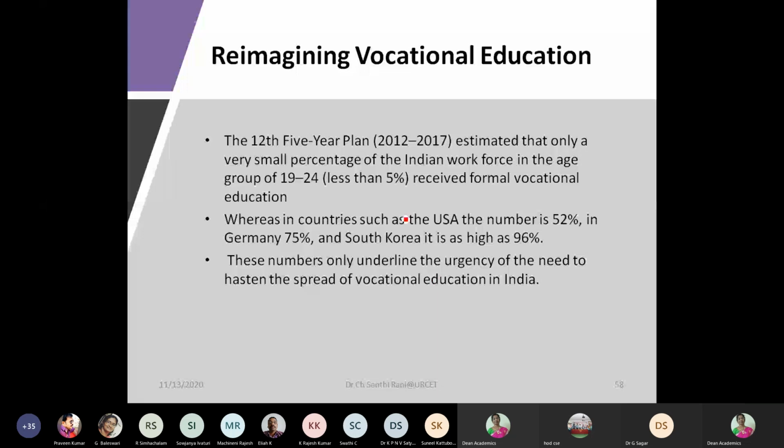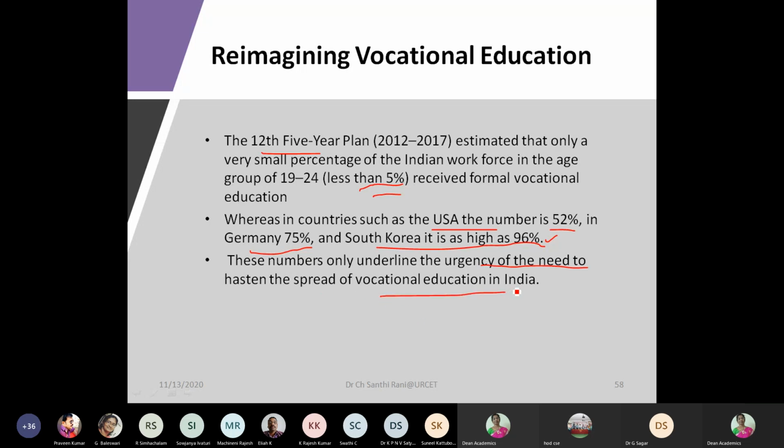Reimagining vocational education. If we see the countries, let me show: in the USA, the people who have received vocational education are around 52% in number, in Germany it is 75%, and in South Korea it is as high as 96%. Whereas, according to our 12th five-year plan, less than 5% of Indian students have received formal vocational education. Therefore, these numbers show the urgency of the need to spread vocational education in India. So very speedily, India is going to incorporate vocational education.